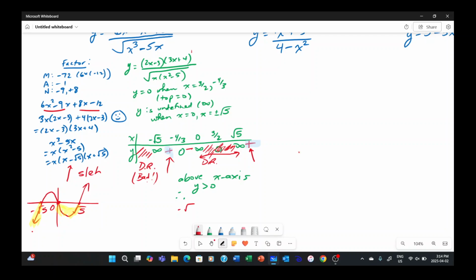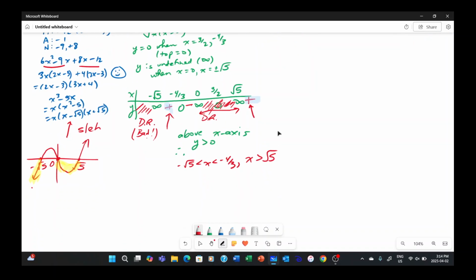Therefore, we're talking about negative root 5 is less than x is less than negative 4/3, or x is greater than root 5. And those are the two intervals that will satisfy what we need. So that's when the graph is above the x-axis. Okay. I know some of you like the other notation. I'm more than happy to use that as well.